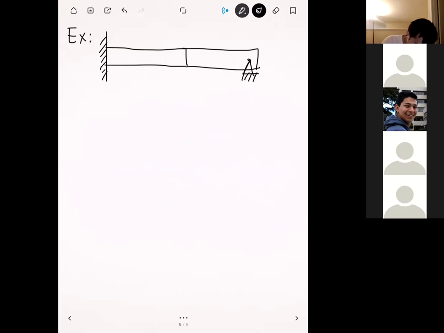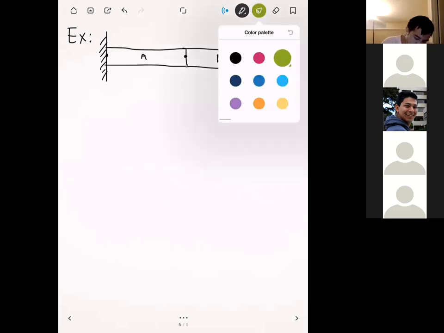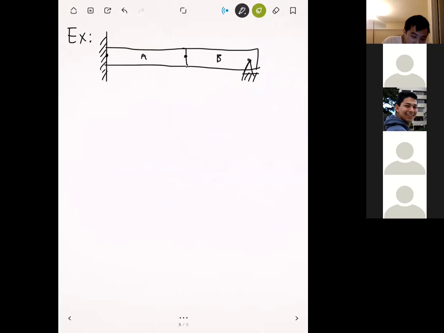Okay. All right, so let's go ahead and label the elements. This will be element A. This will be element B. Okay. On the left right here, we're going to label this node 1. In the middle, we'll call it node 2. And on the right side, we'll call this node 3. All right, so we have a 3-node system.